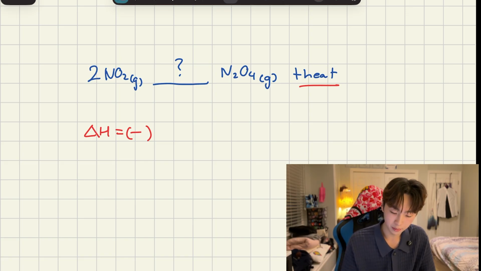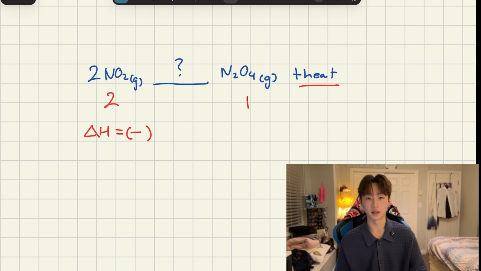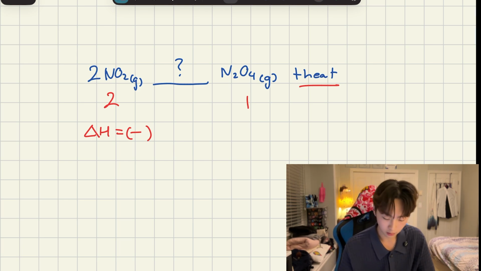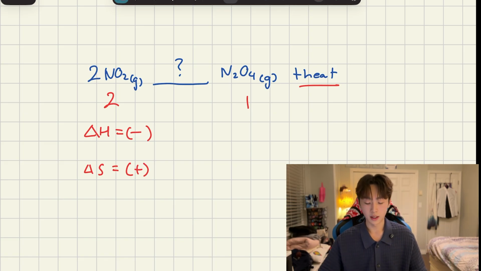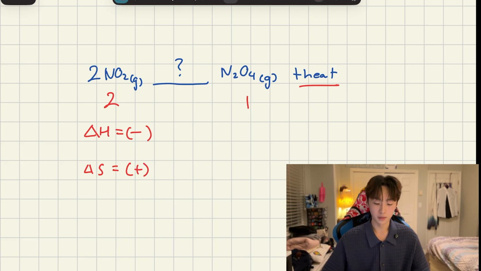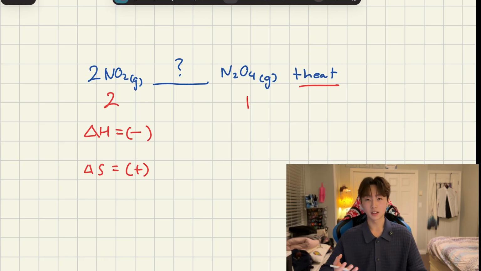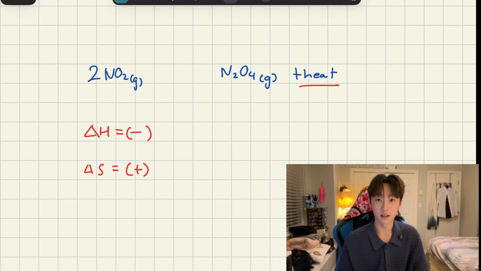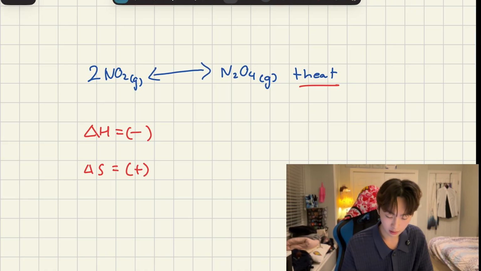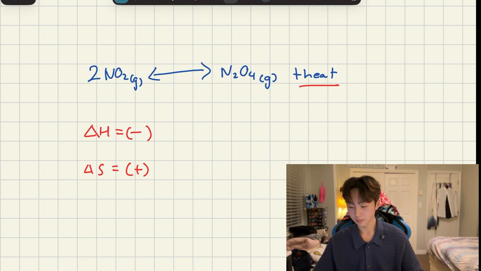However, let's look at entropy. We see that we have 2 moles of gas on the left side and only 1 mole of gas on the right side. So our entropy is actually increasing. And that favors the reactants. So if enthalpy wants the reaction to be spontaneous, but entropy wants it to be non-spontaneous, which one wins? What happens? So in this case, there could possibly be a reversible reaction, or an equilibrium could be established.